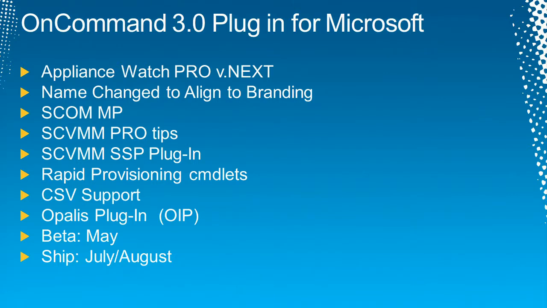What's new in there is the new rapid provisioning cmdlets, which are PowerShell cmdlets, which I'm just about to show you. We now support CSVs natively, which I'm also just about to show you. And now we have the Opalis plugin, and that's what I'm going to show in Adam Hall's session downstairs. That's going to go into beta towards the end of May, perhaps right at the beginning of June, so a couple of weeks. We're very close to beta on that. And then we'll be shipping in the summer time frame, so July or August.